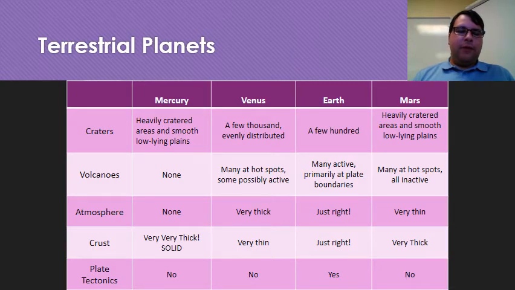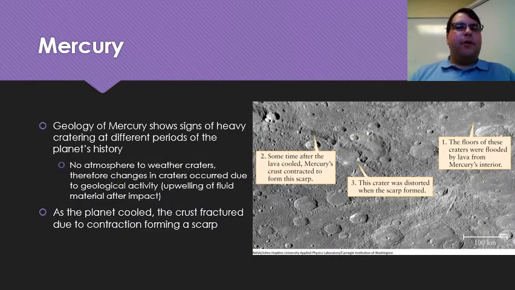The last thing we look for is evidence of plate tectonics. And this is still an area of deep research. We believe that Earth is the only terrestrial planet with plate tectonics as it's currently defined. However, there might be evidence that both Venus and Mars have different forms of plate tectonics, or may have had different forms of plate tectonics within their local history. So let's talk about Mercury first. We'll start closest and move further away.